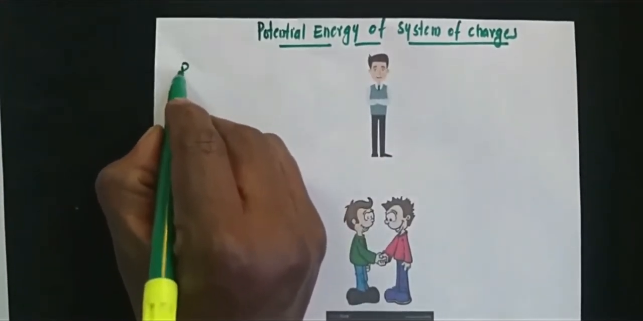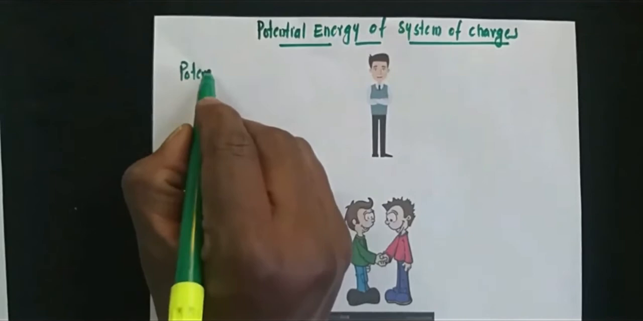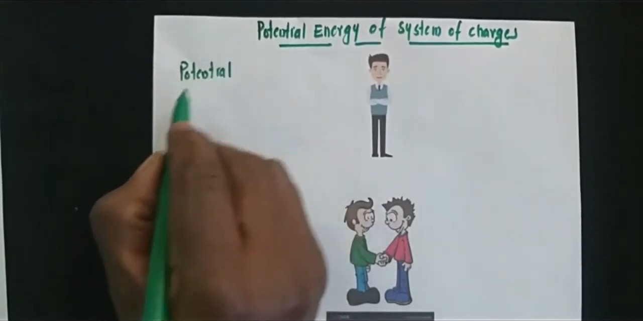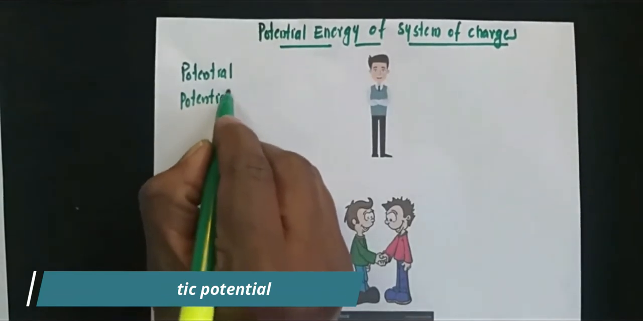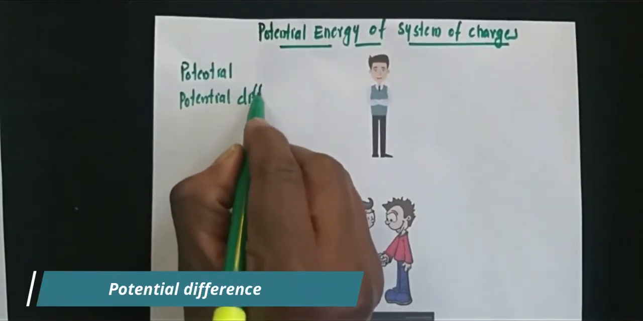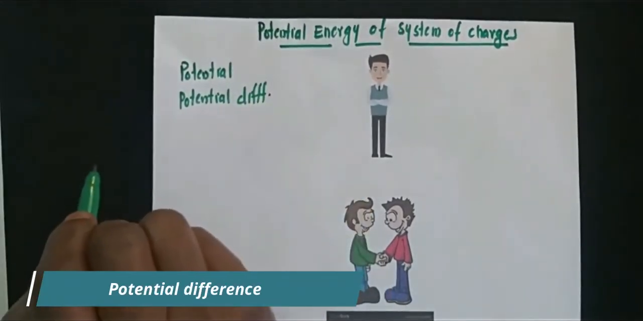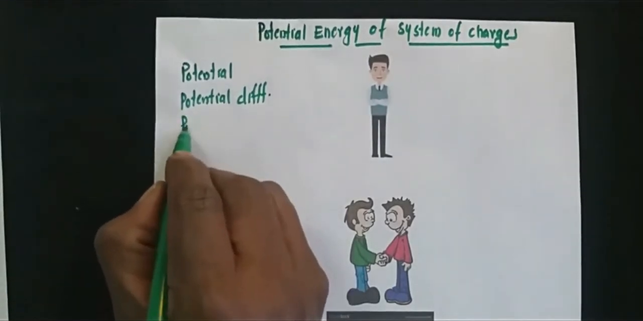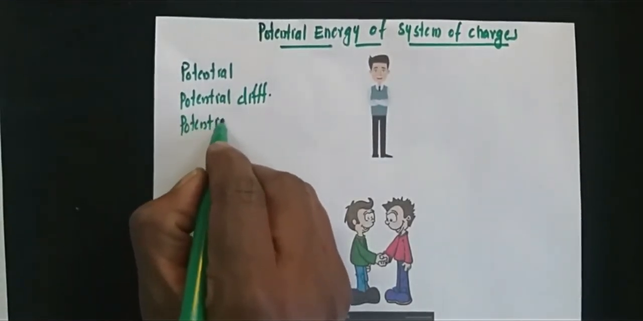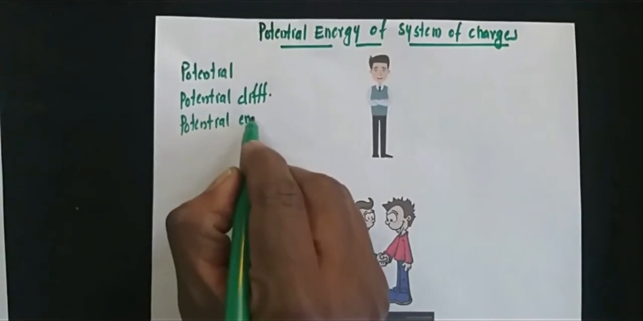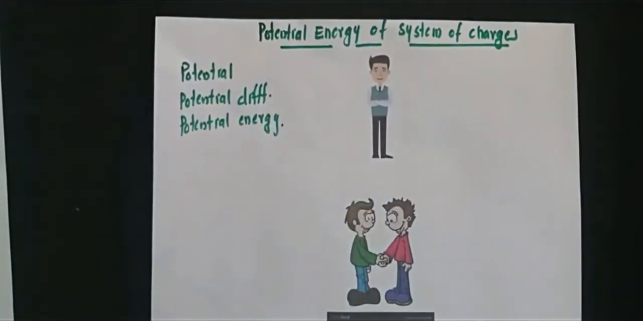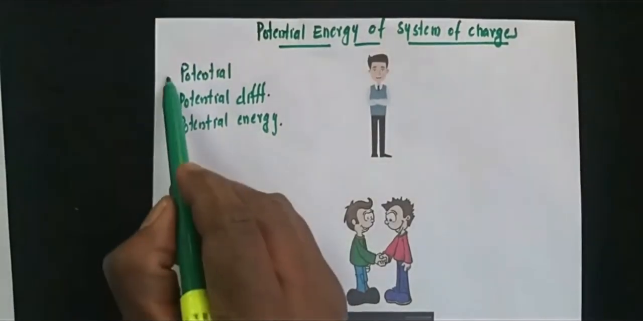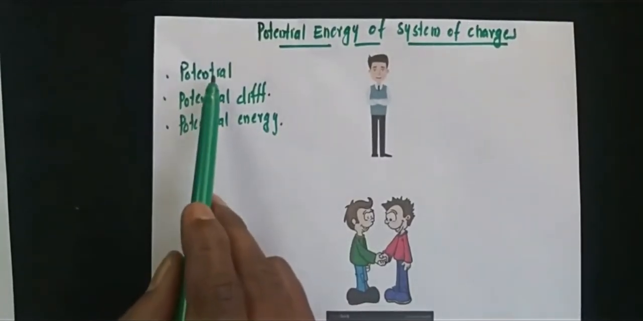Okay, let me write some additional points which we have already discussed. First one is the potential. Next one is the potential difference. These two topics are important for the discussion of the present topic, which, as I told you, is the potential energy. I hope I do not need to explain it again: the potential and potential difference.